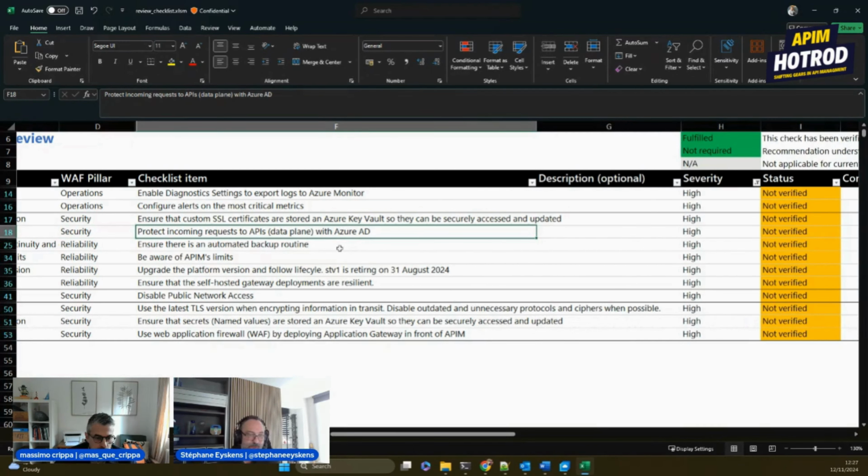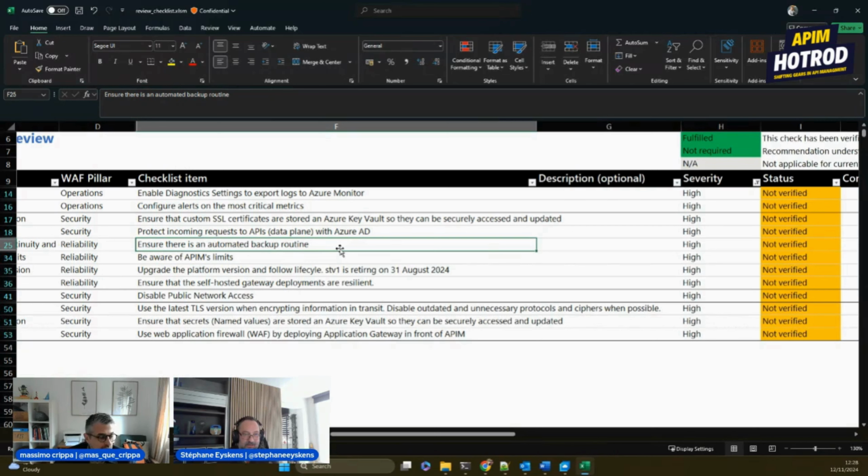This one, incoming request to APIs, data optimization. So just make sure that of course your APIs are protected. That's basically what it means. It doesn't mean that you must absolutely use Entra ID. Azure AD and Entra ID are the same, of course, but you need to make sure that you have some sort of authorization mechanism in place beyond just subscription keys. And it's something that in a couple of episodes we already iterated enough on, how important it is to secure your APIs.